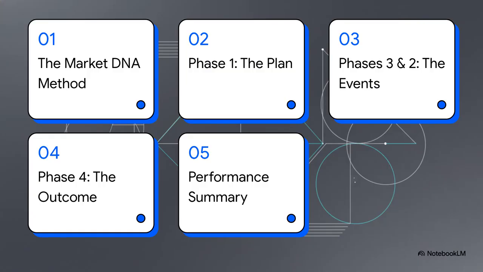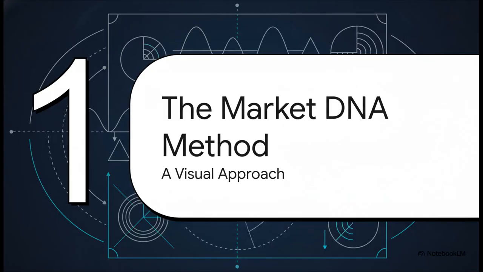Okay, so here's our game plan. First, a quick look at what the market DNA method is. Then we'll see the plan in phase 1. After that, we'll watch the actual events unfold, covering phases 3 and 2. Then we'll see the outcome in phase 4, and we'll finish up with a quick performance summary. Let's get to it. All right, section 1, the market DNA method.